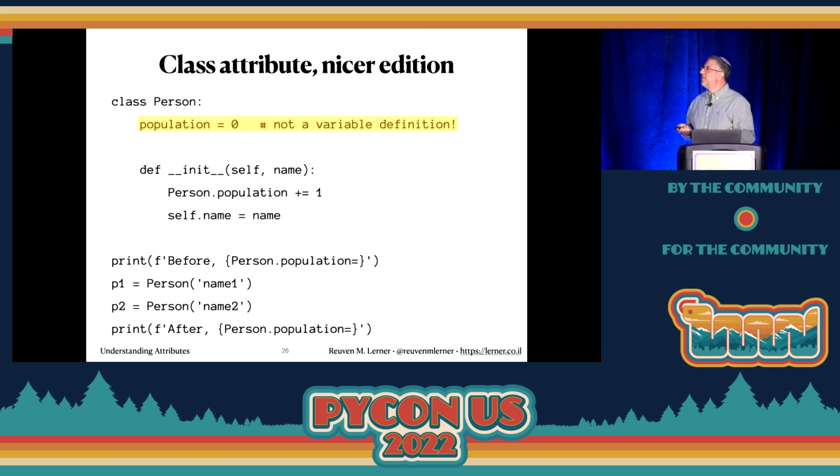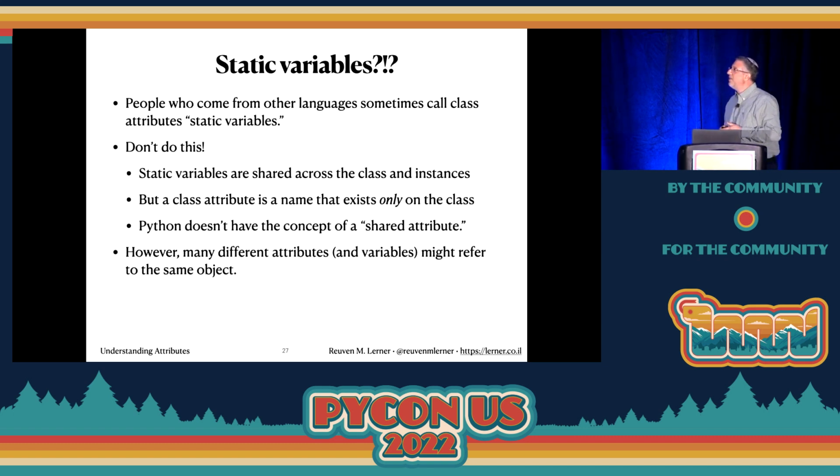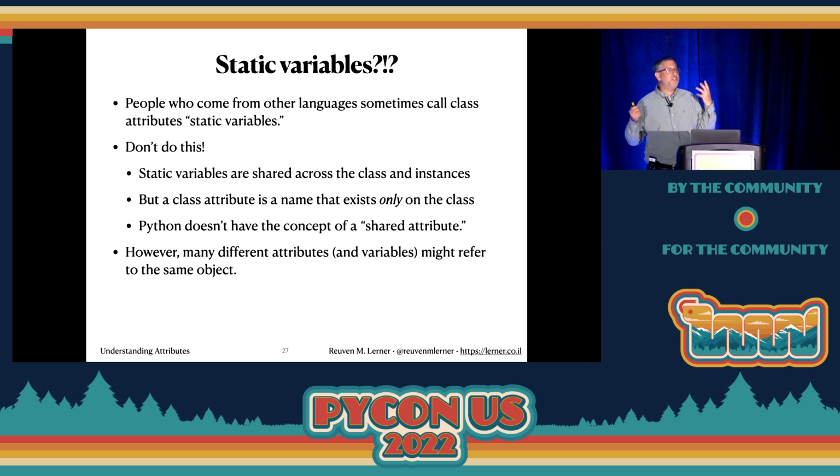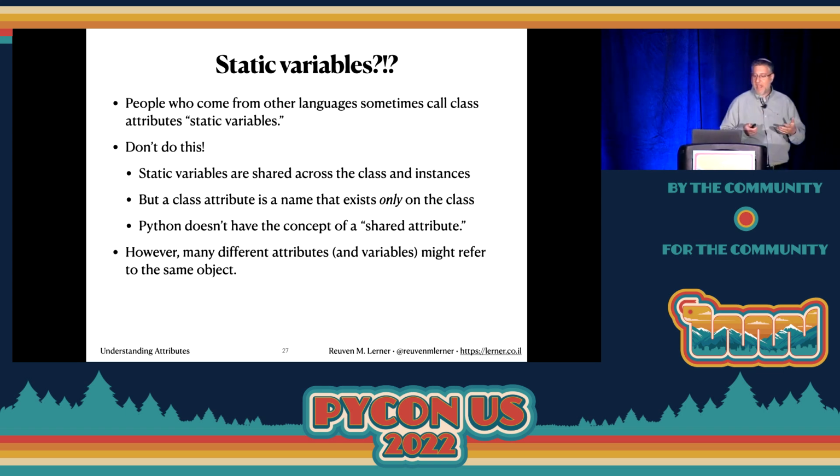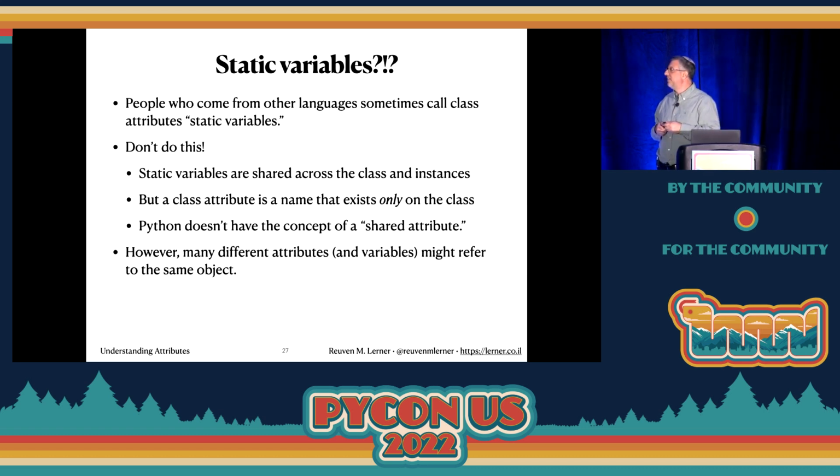Well, some people look at this and they're like, oh, I've seen these before. I come from a background in C++, and we call these static variables. And I say, please don't use obscene language in my classes. But the thing is, you shouldn't talk this way because it mixes things up. Static variables are shared among the class and the instances. But attributes are not shared. The names are not shared. They can all point to the same object. But a class attribute only exists in the class. Python does not have the idea of a shared attribute. It just doesn't exist in the language.